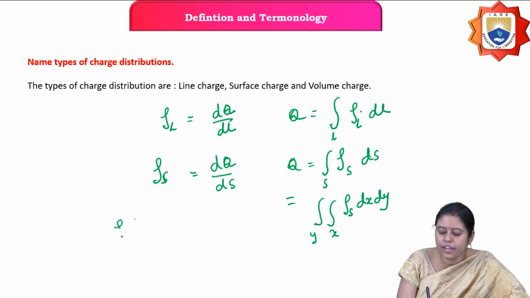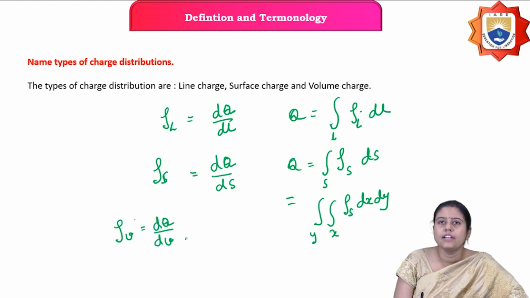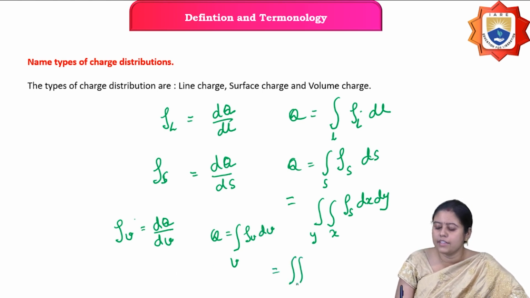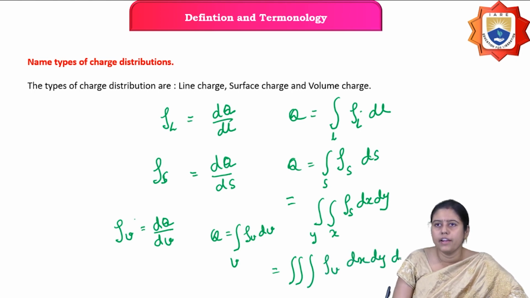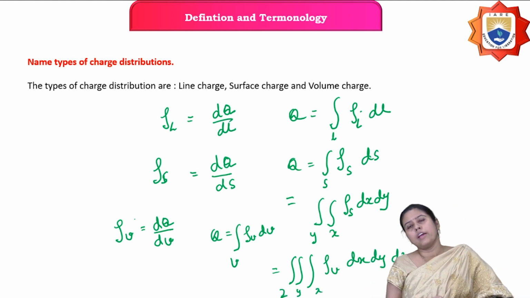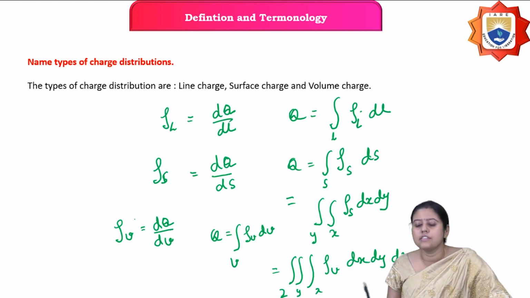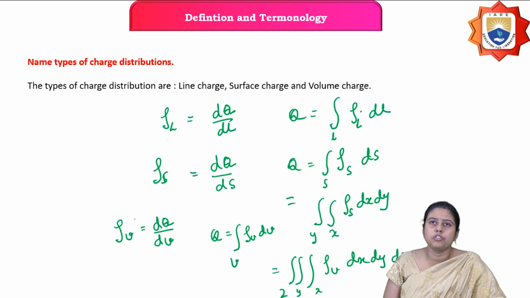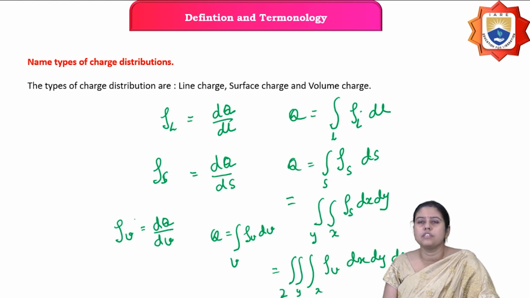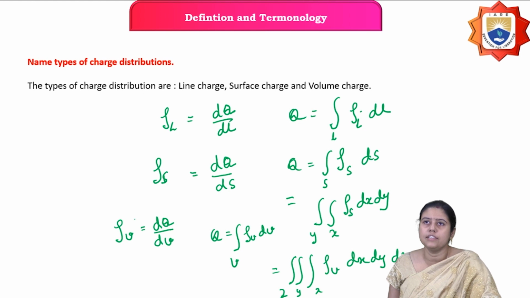If we go to rho V is equal to dq by dv, then the value of Q is equal to the volume integral of rho V dv. What is the meaning of the volume integral? It is a triple integral, rho V dx dy dz, along the x-axis, the y-axis, and the z-axis. So these are the different types of charge distribution we have discussed: line charge distribution, surface charge distribution, and volume charge distribution.